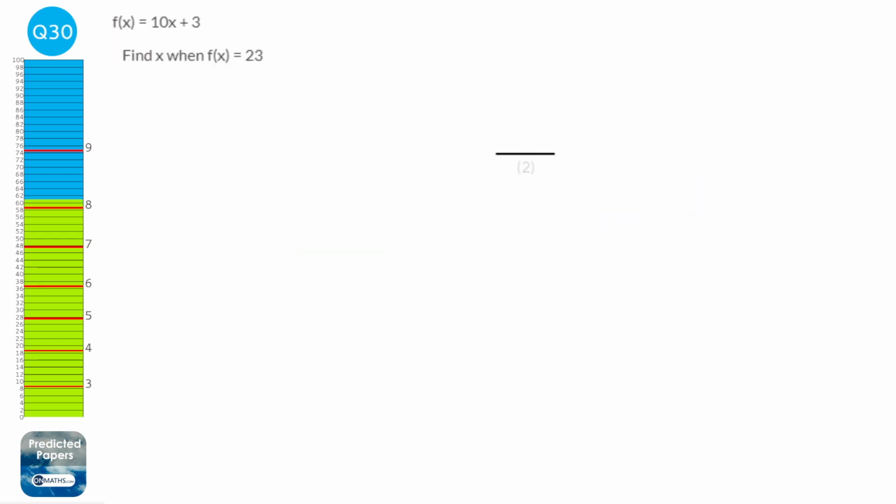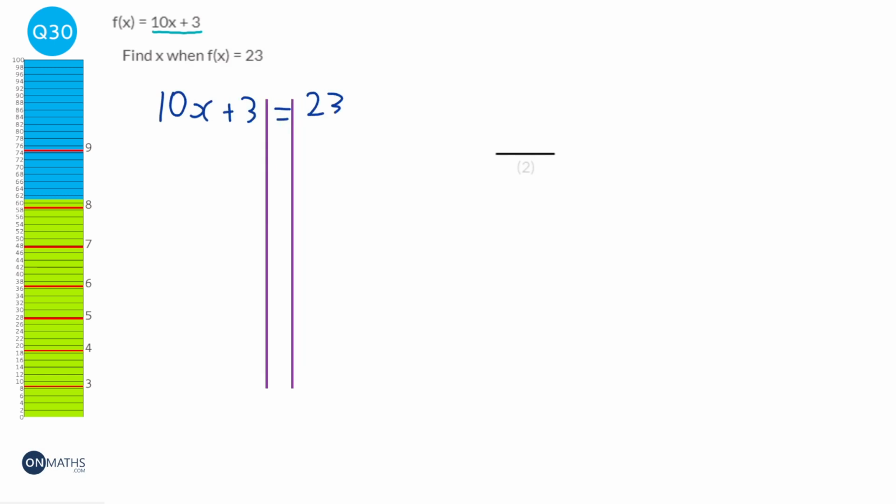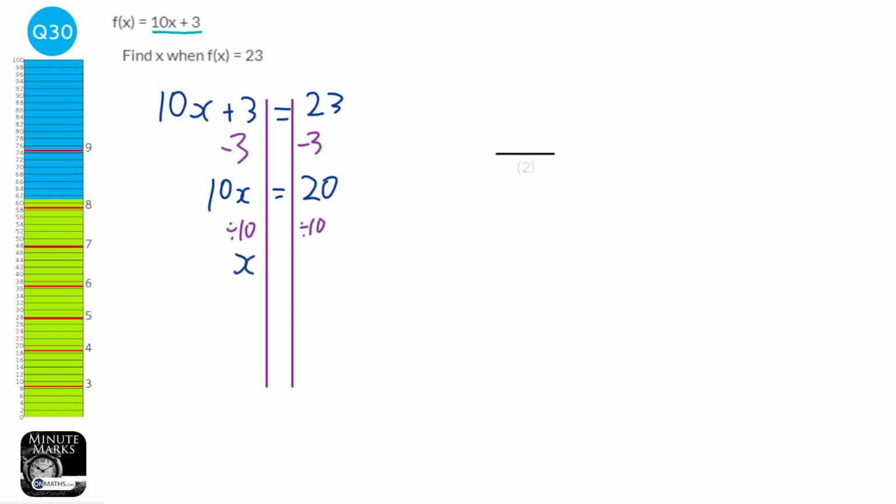So we're asked to solve f of x equals 23, but it tells us that f of x is 10x plus 3. So all we're really doing is 10x plus 3 equals 23, and we're just doing a simple solve. So get our lines in, and we're going to take away the 3 both sides, which will give us 10x equals 20. Then we're going to divide the 10 both sides, and that just gives us x equals 2. So our answer is 2.